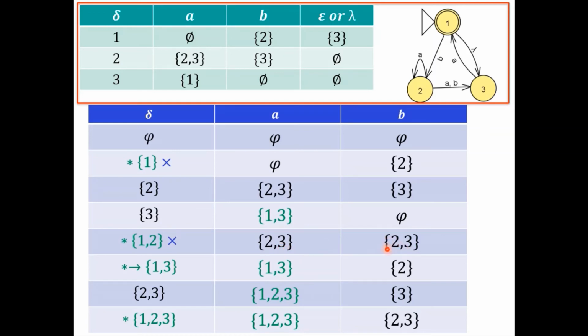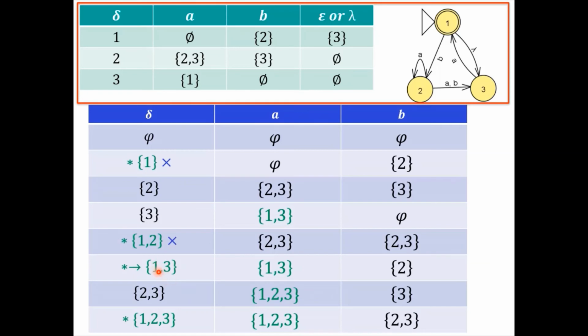Now for input letter B at state 1, 2, again we have to consult the transition table of the NFA. For state 1 on input letter B, there is a transition towards 2, and for state 2, there is a transition towards 3. Again, this would result in 2, 3. We can't ignore a state, but we can ignore the empty state or phi.